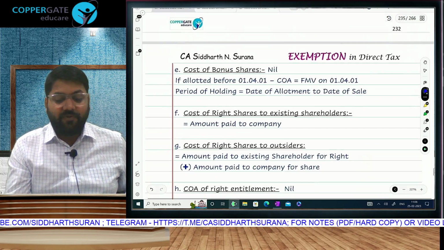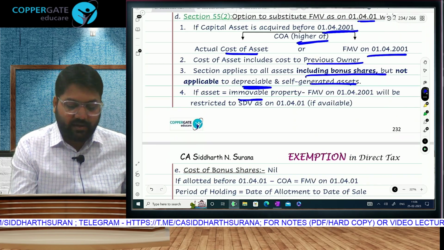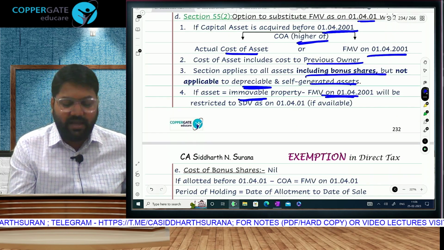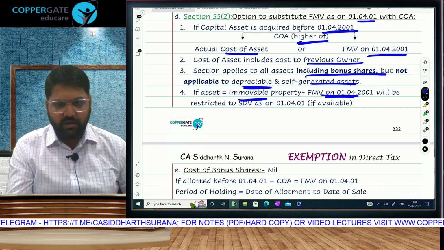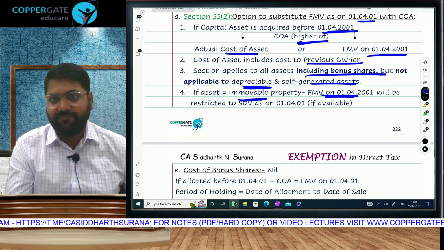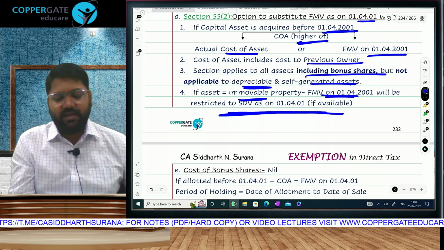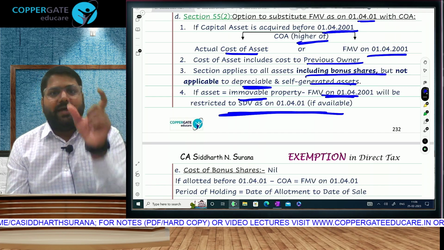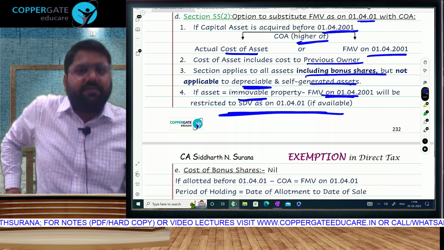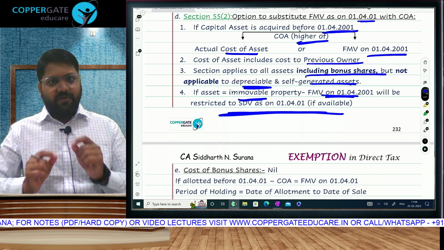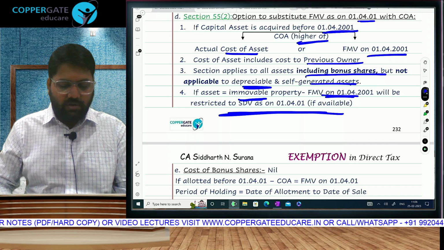And if the asset is an immovable property, as a clarification, whatever be the FMV, you can cheat with the valuers, hand in glove. You can join hands with them for cheating purposes. So we will restrict the FMV to the stamp duty value. So actual cost or FMV, whichever is higher, but that FMV cannot be more than the stamp duty value on 1.4.01.